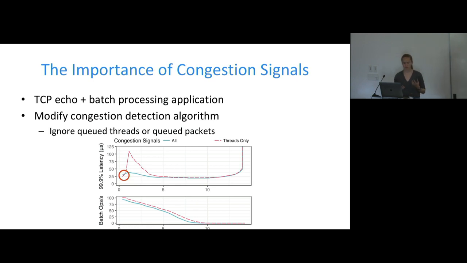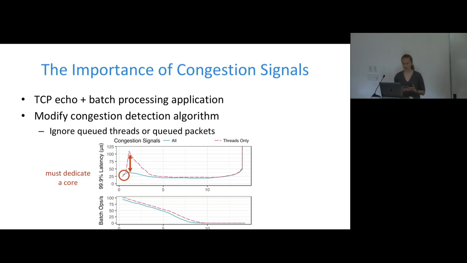And this might not seem like a big deal, to waste one core for an application, but if you're running many applications on your server and you have to waste one core for each of them, all of these wasted CPUs add up. The second thing to note here is that there's this huge tail latency spike at low loads.